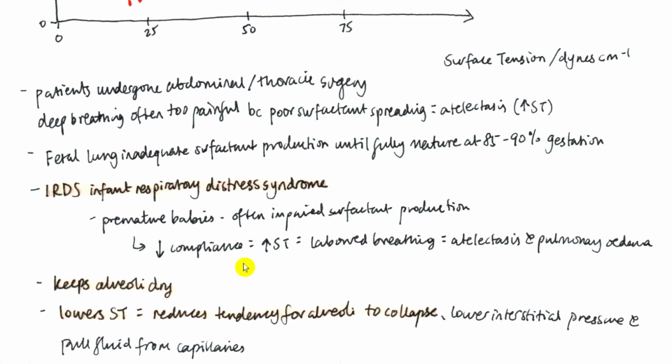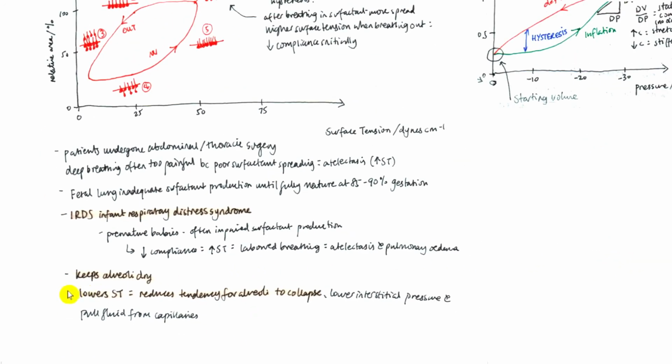And another role of surfactant is likely that it keeps the alveoli dry. So it provides a barrier between the air-water interface and stops the water going into the actual alveoli and being breathed in and out. And it lowers the surface tension, so it reduces the tendency for the alveoli to collapse. And this lowers the interstitial pressure and pulls fluid from the capillaries, so it reduces the tendency to pull the fluid from the capillaries.